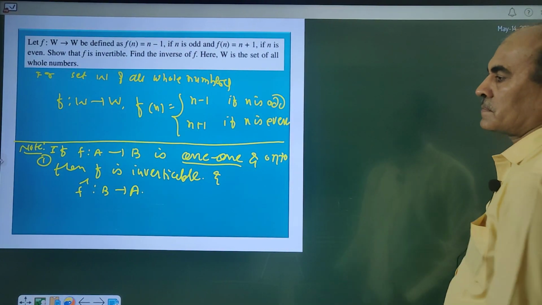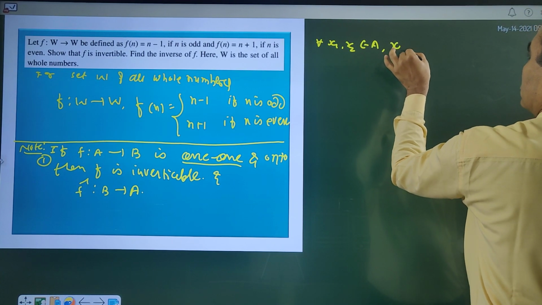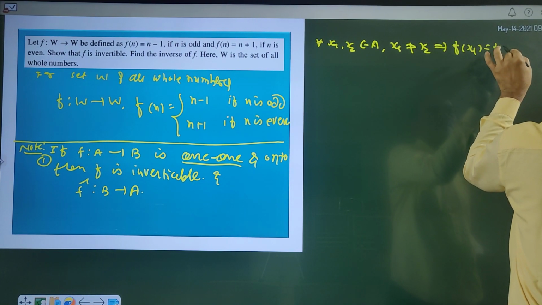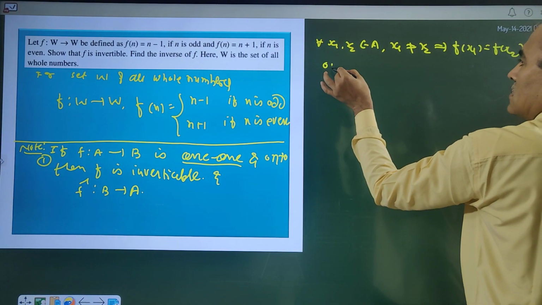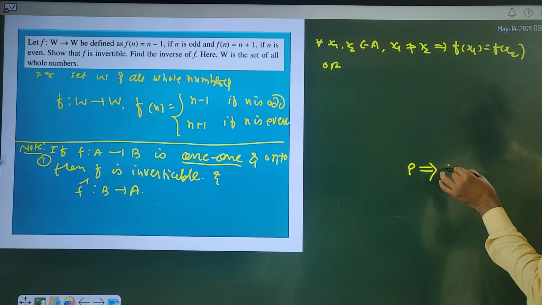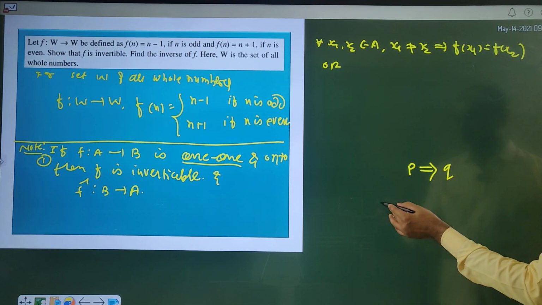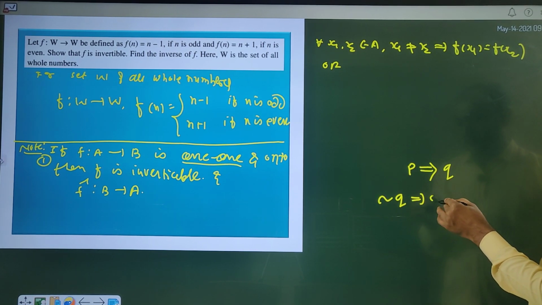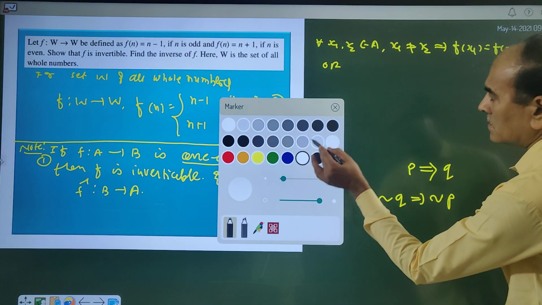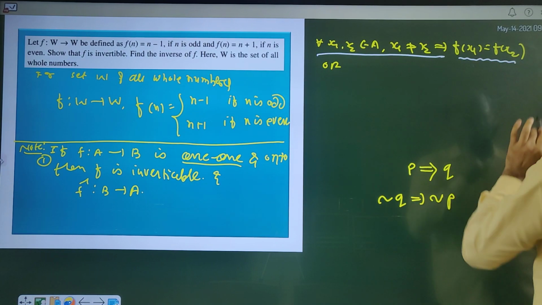Now let us recall how to check one-oneness. There are two ways. For all x1, x2 belongs to A, x1 not equal to x2 implies f of x1 is not equal to f of x2, then the function is one-one. Or, as we have already seen in logic, mathematical reasoning, if P implies Q, then the contrapositive statement is negation Q implies negation P. In our case, this one is P and this one is Q.